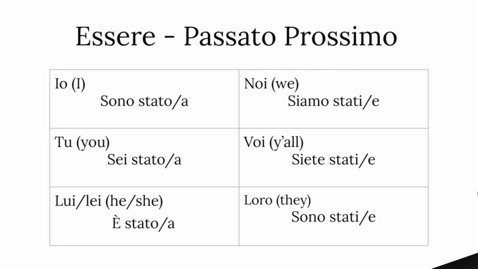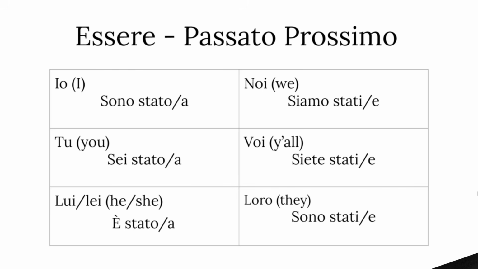Let's start, of course, with the verb to be. If you remember, we have said that for the intransitive verbs that use the verb to be, you need to adapt the past participle. Okay? So, as usual, please repeat right after me. Io sono stato, man. Io sono stata, woman. Tu sei stato, or stata. Lui, lei è stato, or stata.